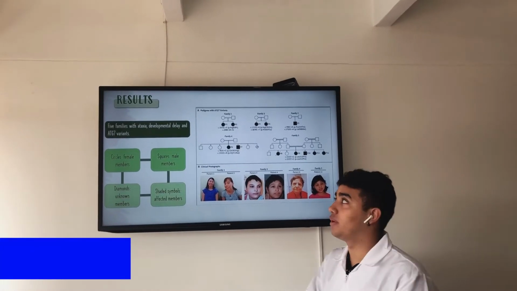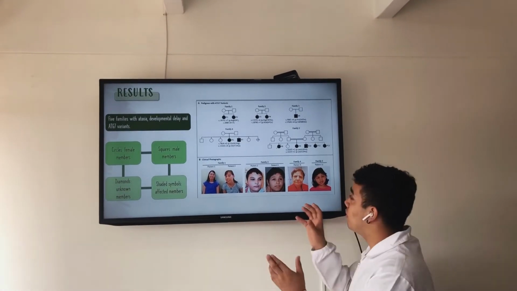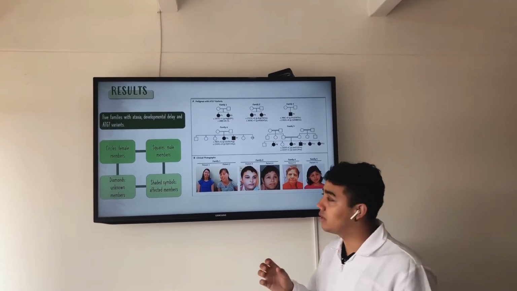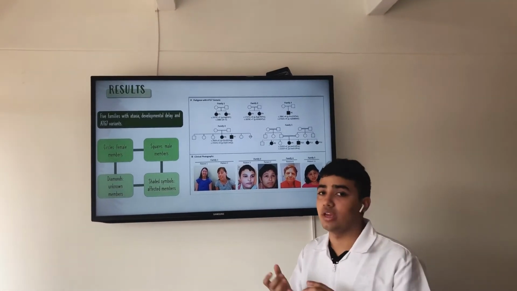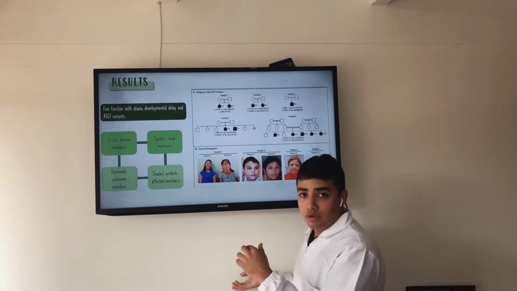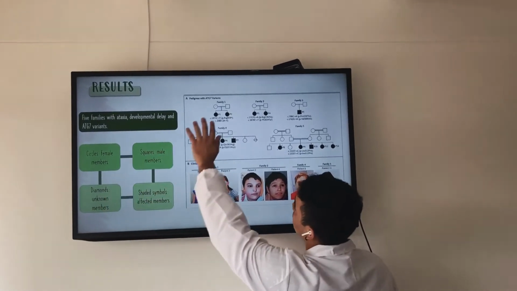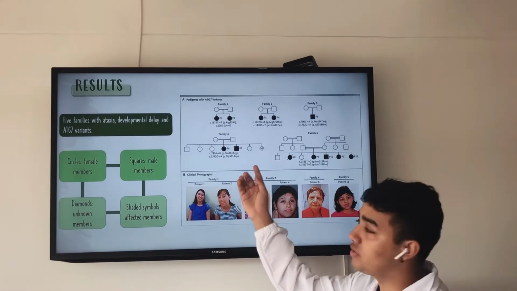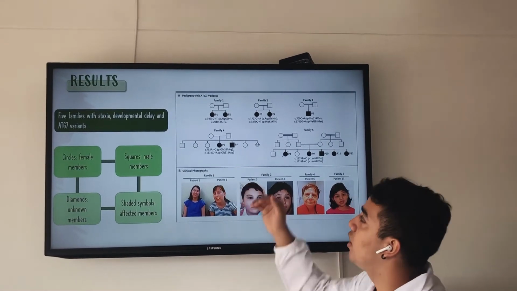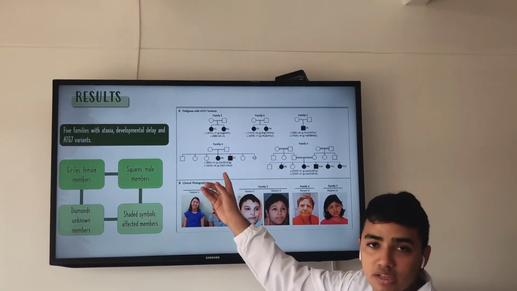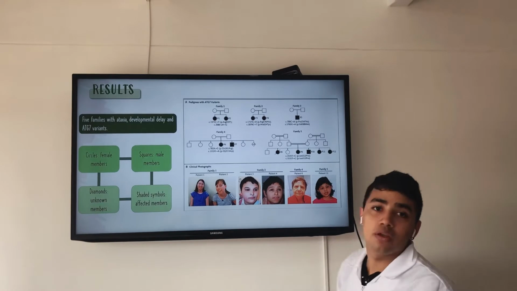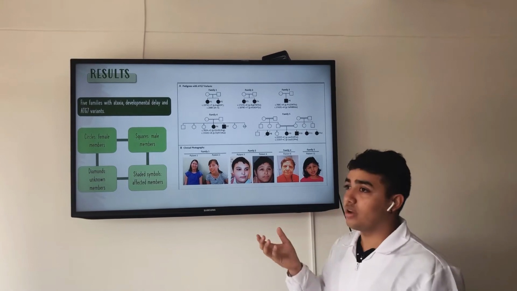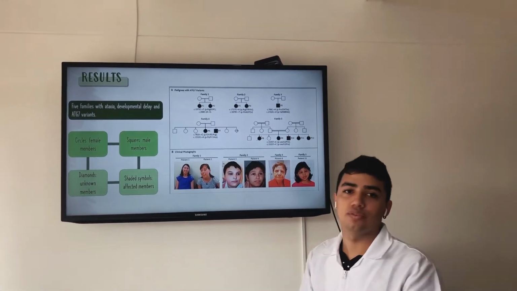Now we're going to talk about the results of the whole investigation. The following panel is a complete, general account of the results of the 5 family members affected by ataxia or ATG7 variants. We found 4 forms: circles mean female members, squares mean male members, diamonds unknown members, and shaded symbols affected members. Under the figures, we found the ATG7 variants that affect the family members. We conclude that the family members affected by ATG7 variants are going to suffer the above mentioned alterations.